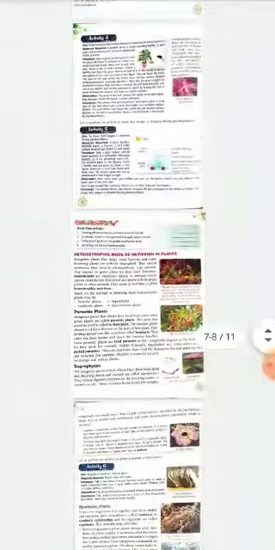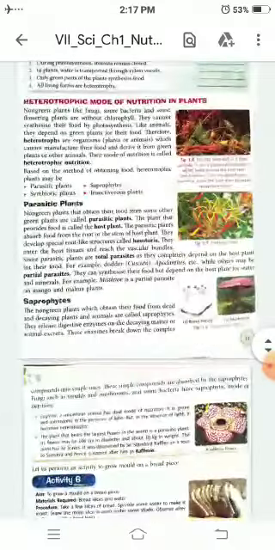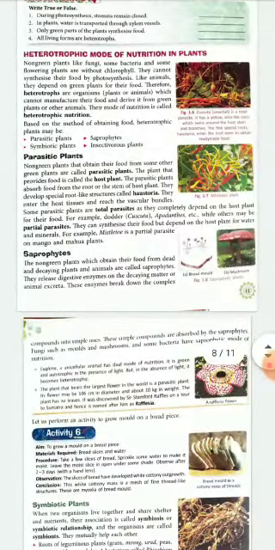Now we can see the saprophytic mode of nutrition. In the saprophytic mode of nutrition, the plants depend for nutrition on dead and decaying plants or animals. They dissolve the dead and decaying matter by secreting digestive juices and absorb the nutrients. The examples are mushrooms, bread mold, etc.